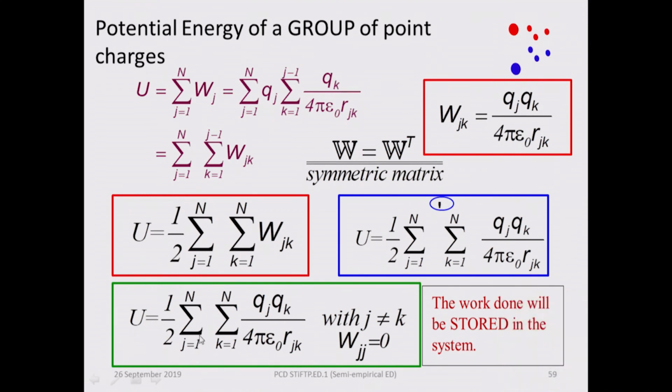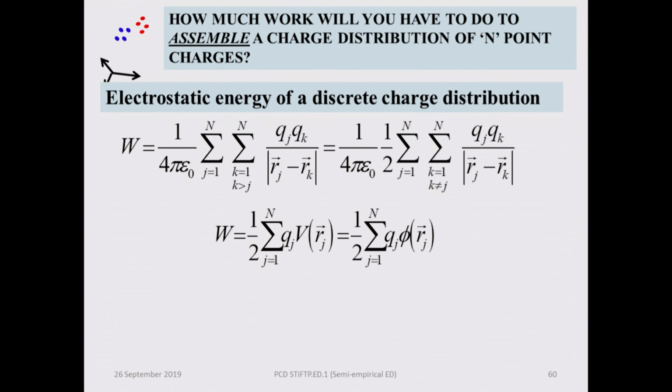So, here you have written it as half of j going from 1 to n, k equal to 1 to n, 1 over rjk, but j not equal to k. If you write it in terms of the work done, you need not be careful about saying j not equal to k, because wjj already goes to 0. And this is the work done in assembling the system, and it will be stored over there.